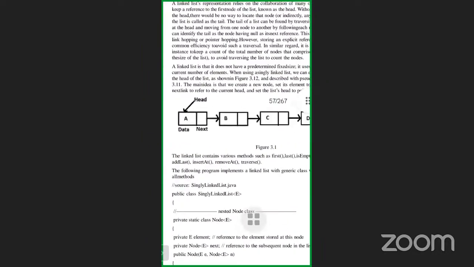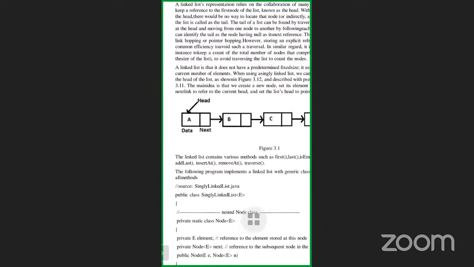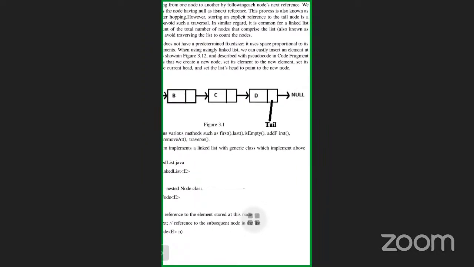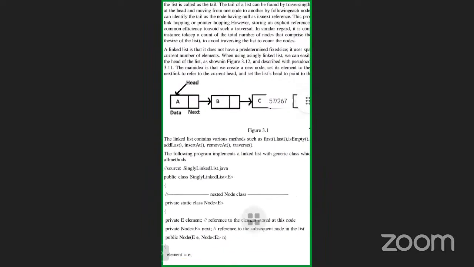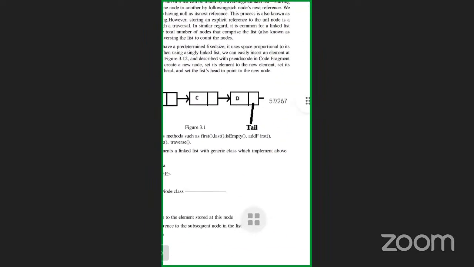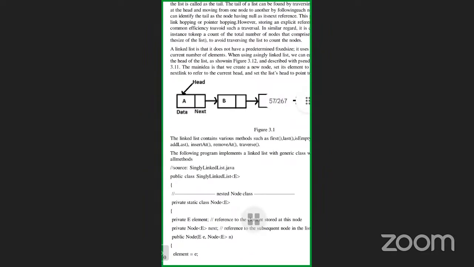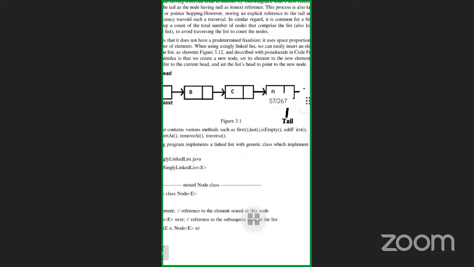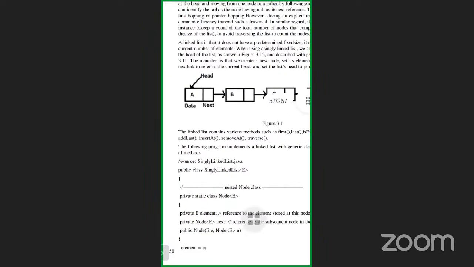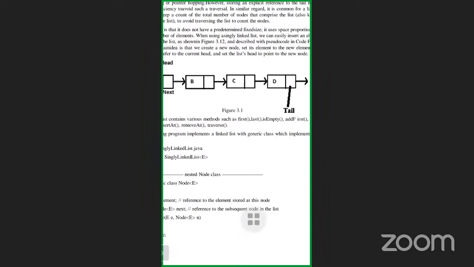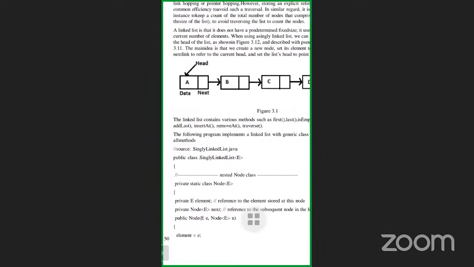This process is also known as link hopping or pointer hopping. However, storing an explicit reference to the tail node is a common efficiency to avoid such a traversal. In a similar regard, it is common for a linked list instance to keep count of the total number of nodes that comprise the list, also known as the size of the list, to avoid traversing the list to count the nodes. So using this linked list, you can find out the size easily.